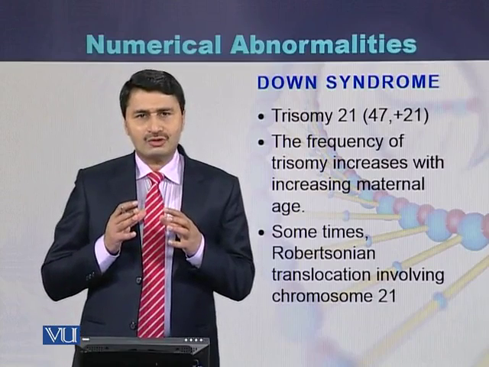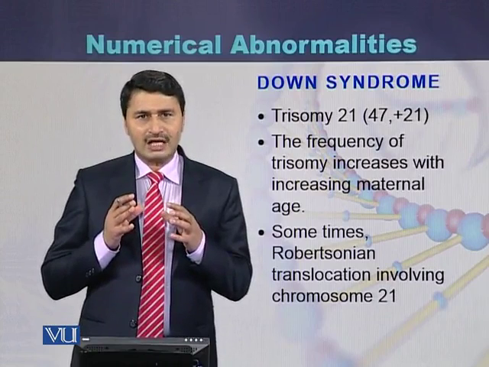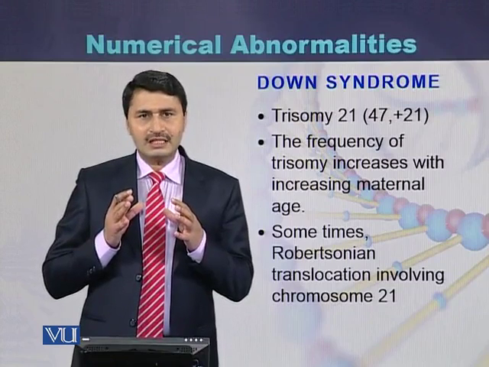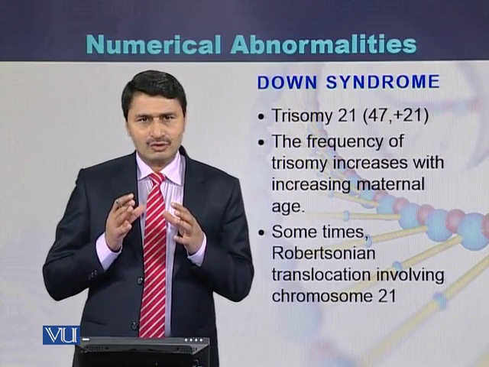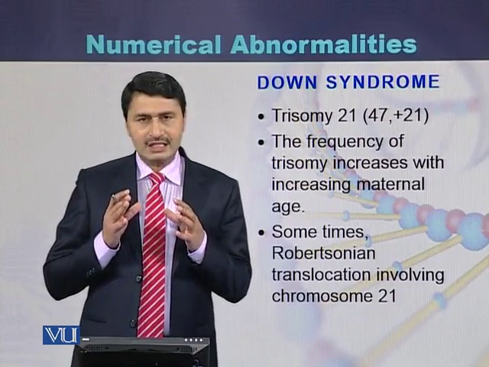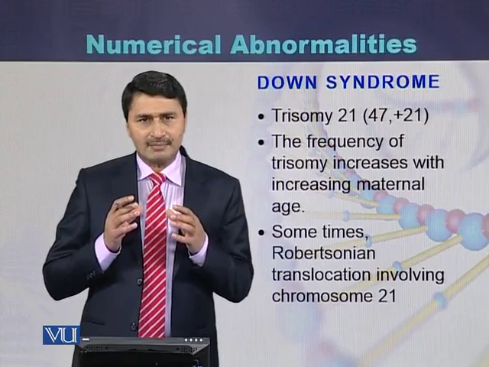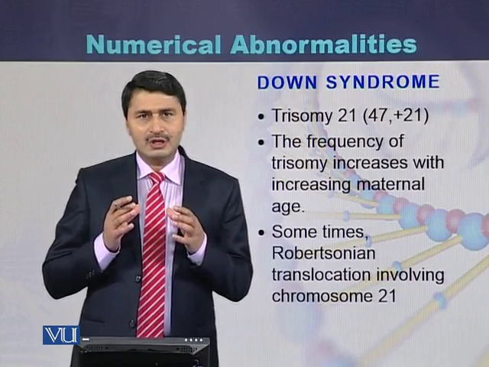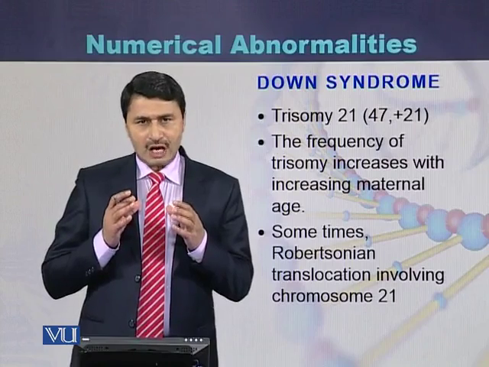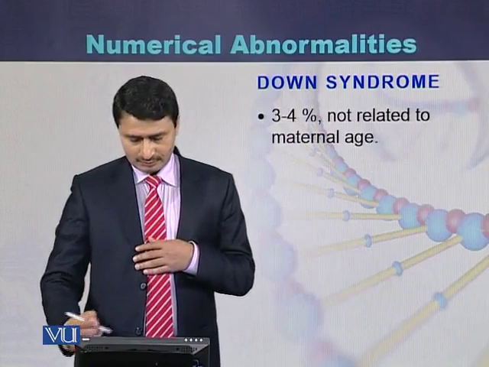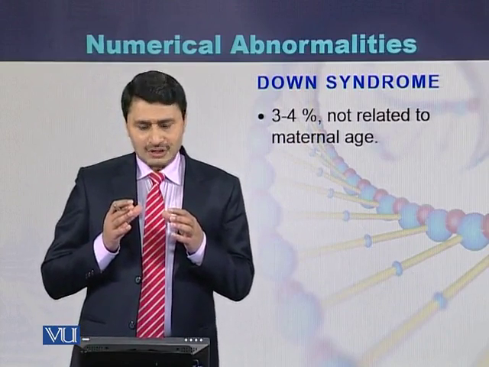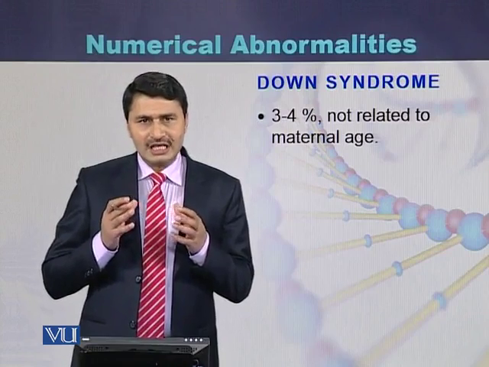In case of Down syndrome, that is an example of the trisomy, a numerical change of the chromosomes. Trisomy is due to one additional chromosome, that chromosome is 21. The frequency of trisomy increases when the age of the mother increases. Sometimes Robertsonian translocation also causes Down syndrome. There are 3 to 4% of Down syndromes which are not related to the maternal age.